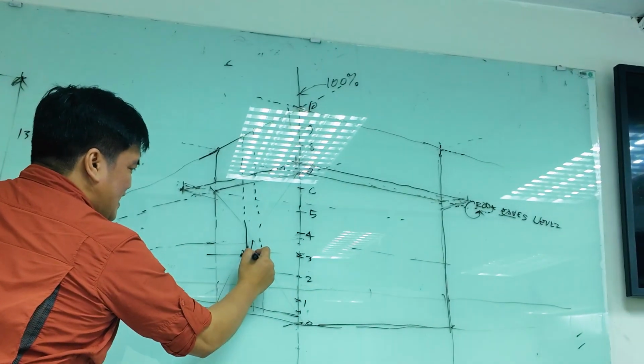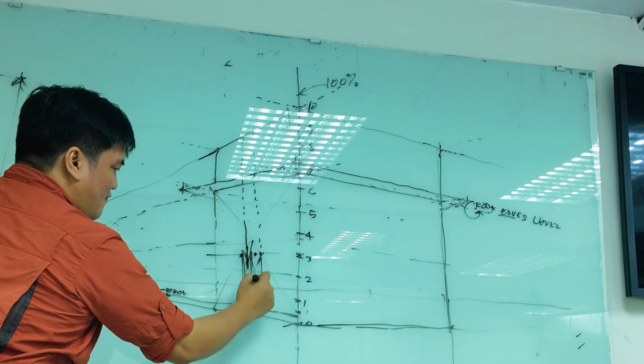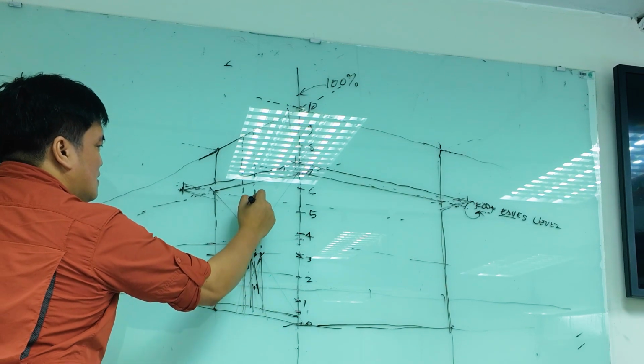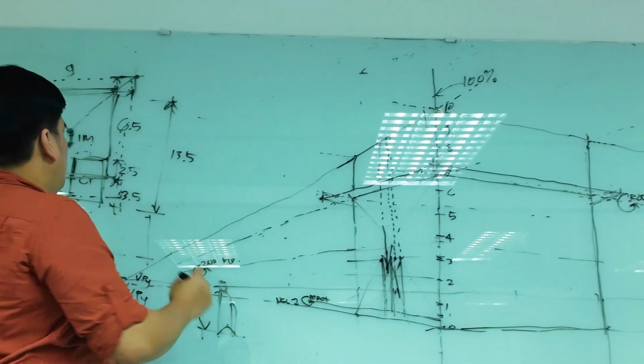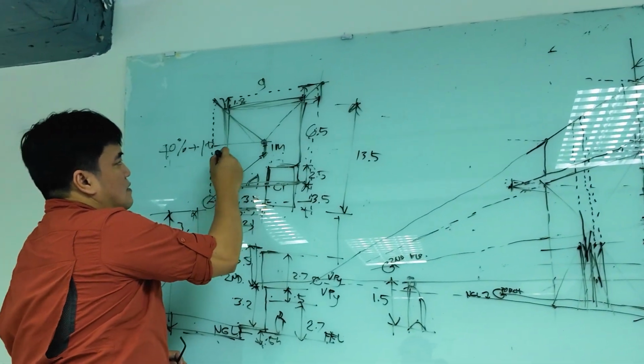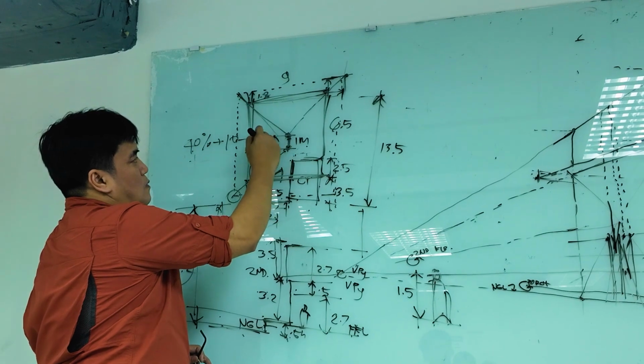No, mali. Maling line. Dapat nandito, halfway, diba? Half of this way is... So therefore, these 2 lines are this one, which is 1 meter.